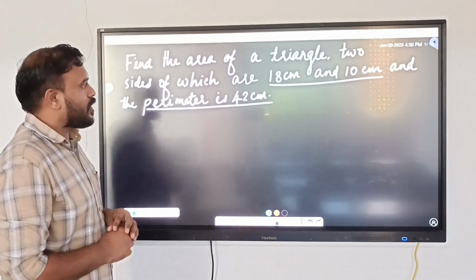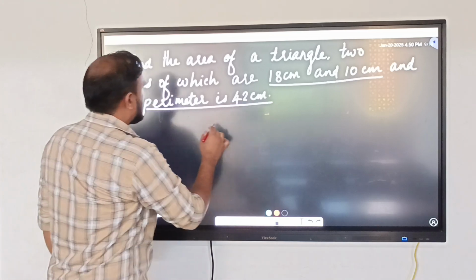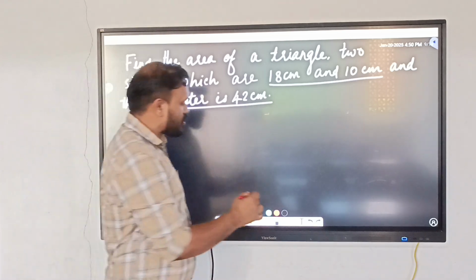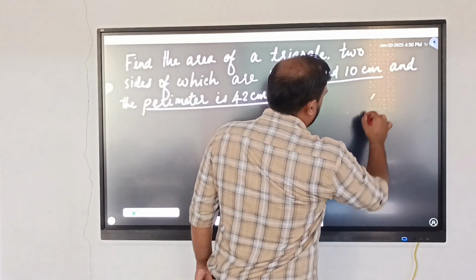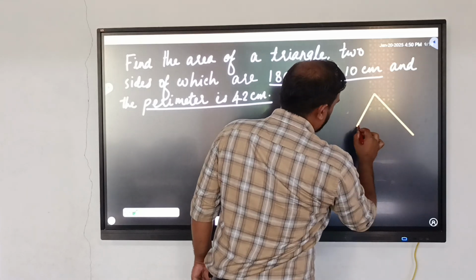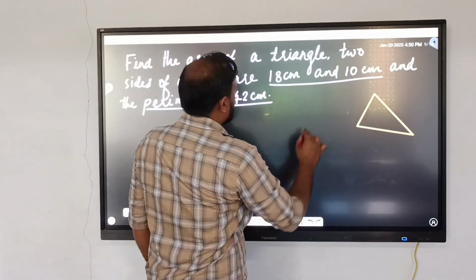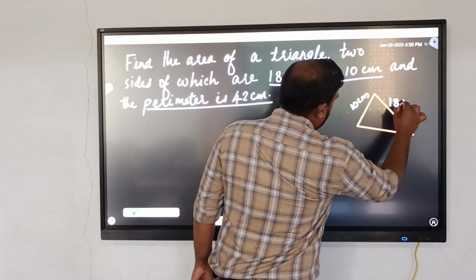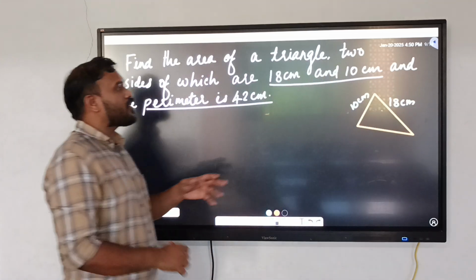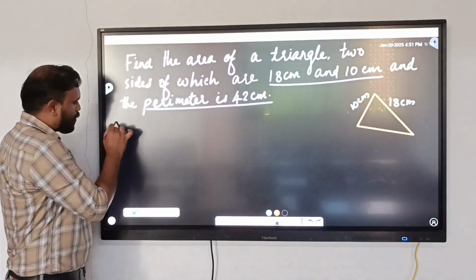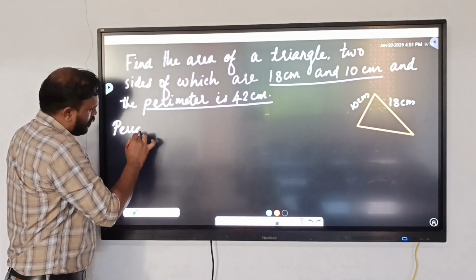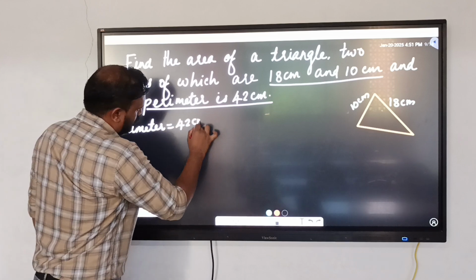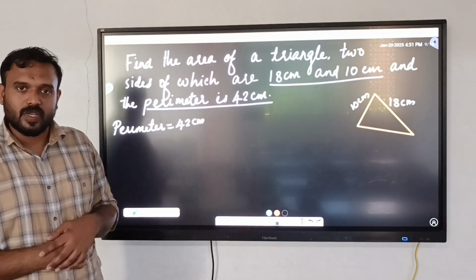So let's do it. Here it is given that for a triangle, two sides are given and the perimeter is given. Suppose let us draw a rough diagram for this one. One side is given as 10 centimeter and the other is given as 18 centimeter, and the perimeter of this figure is given as 42 centimeter.